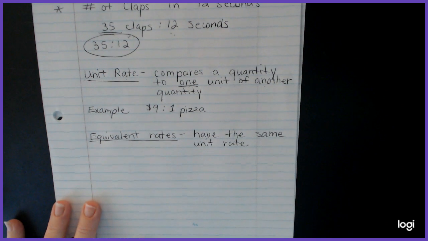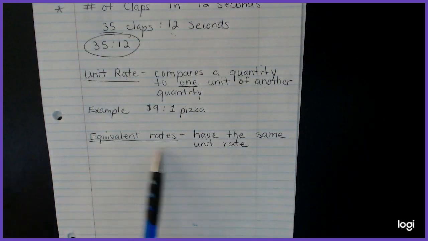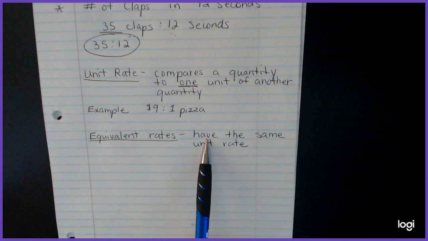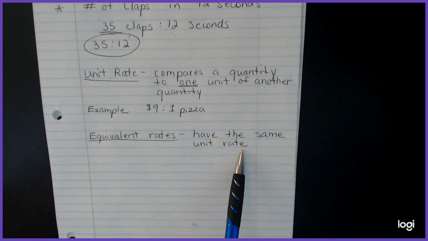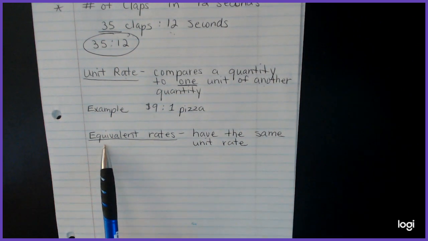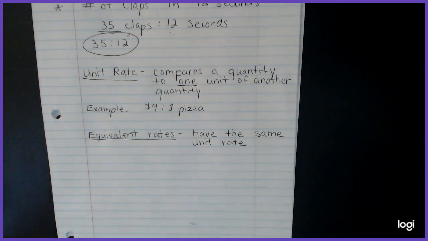All right, so the next thing I'd like for you to go ahead and write in your notes is equivalent rates. What are equivalent rates? Equivalent rates have the same unit rate. Okay, so let's go ahead and write this down, and then I will show you what I mean by an example.